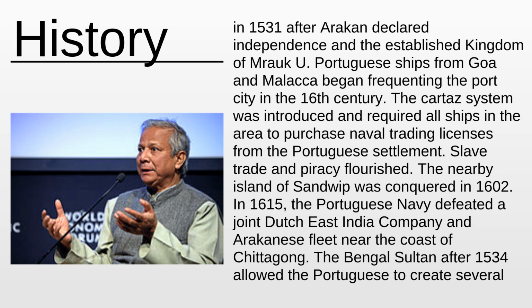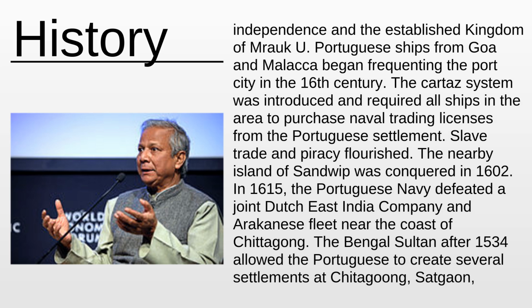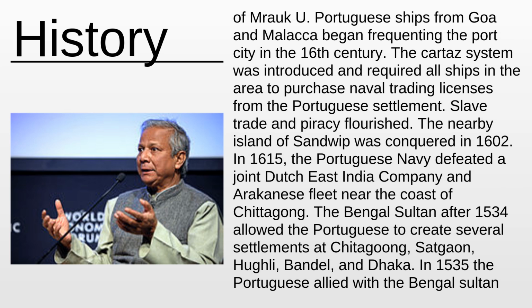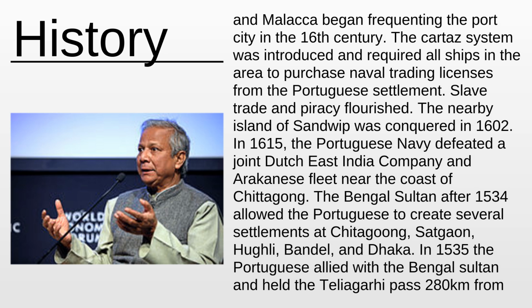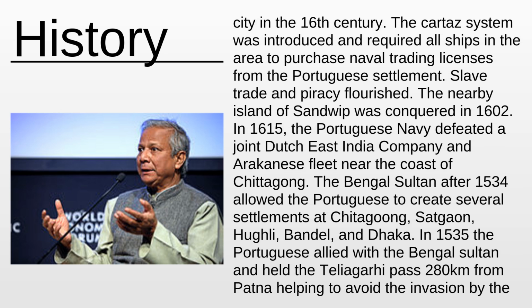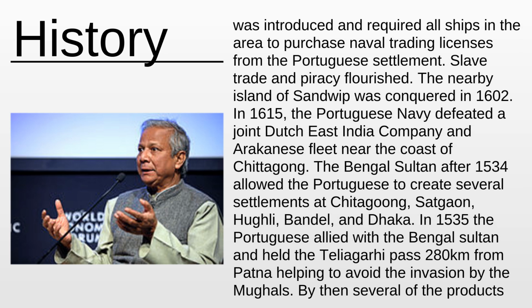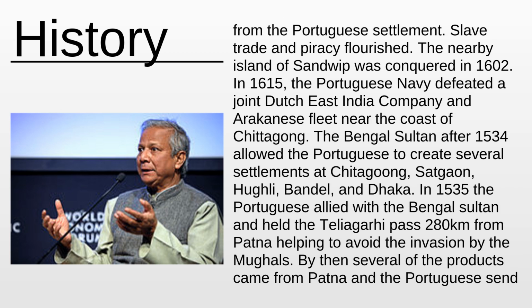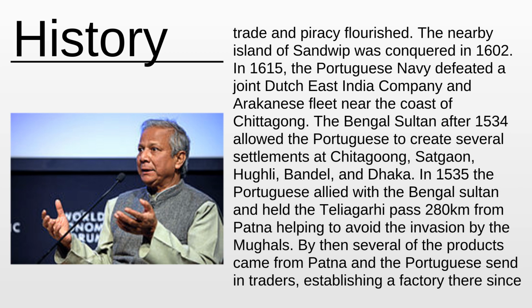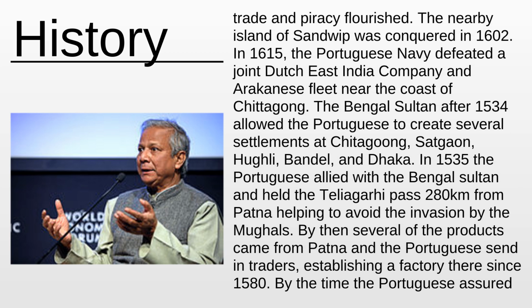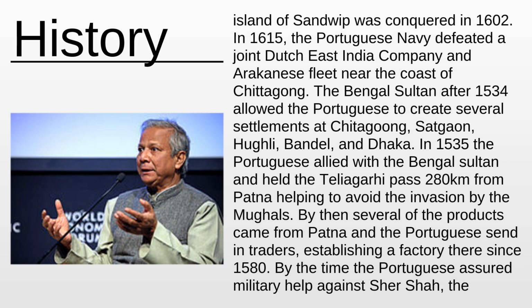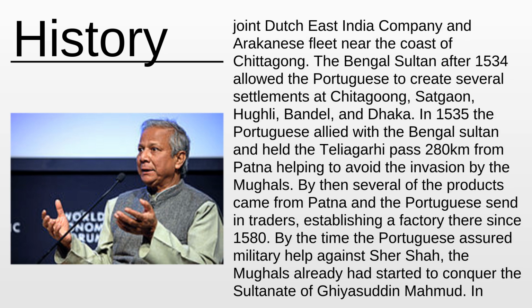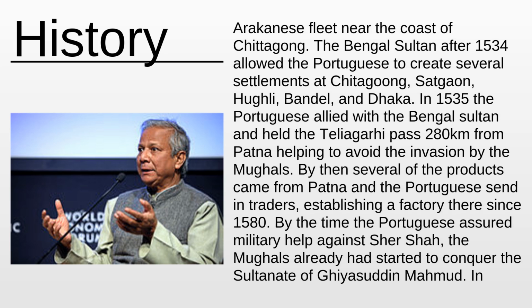The cartas system was introduced and required all ships in the area to purchase naval trading licenses from the Portuguese settlement. Slave trade and piracy flourished. The nearby island of Sandwip was conquered in 1602. In 1615, the Portuguese navy defeated a joint Dutch East India Company and Arakanese fleet near the coast of Chittagong. The Bengal Sultan after 1534 allowed the Portuguese to create several settlements at Chittagong, Satkania, Hooghly, Bandel, and Dhaka.